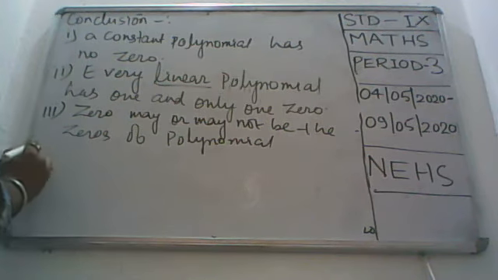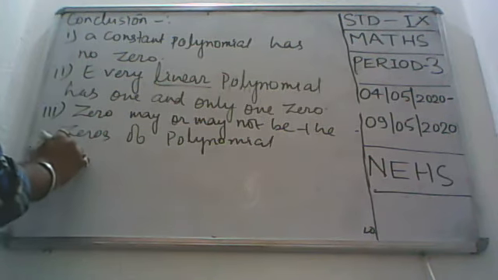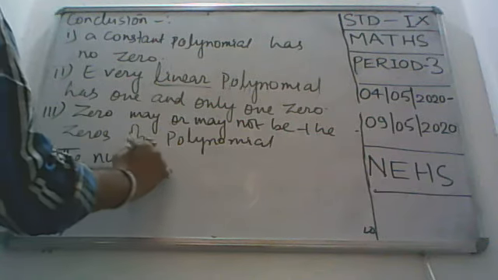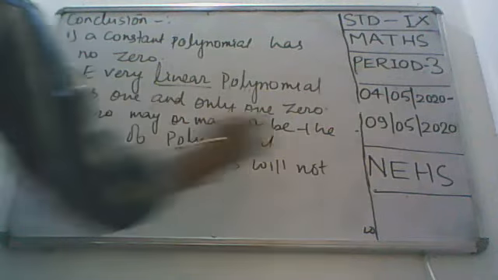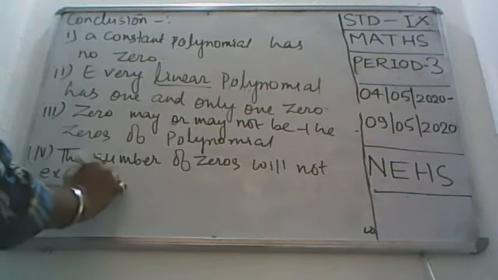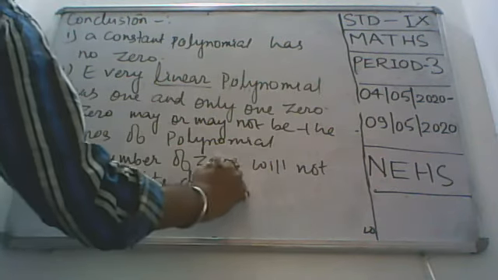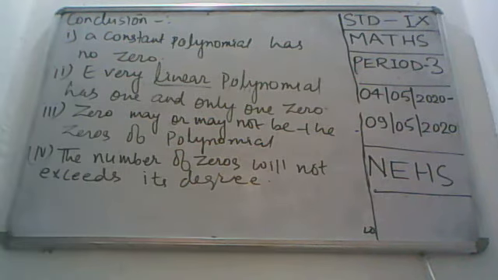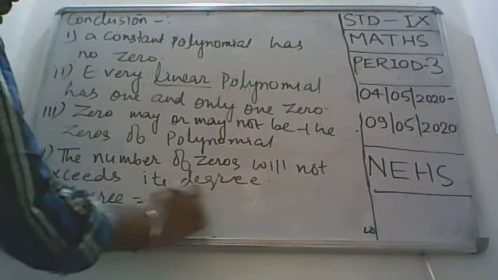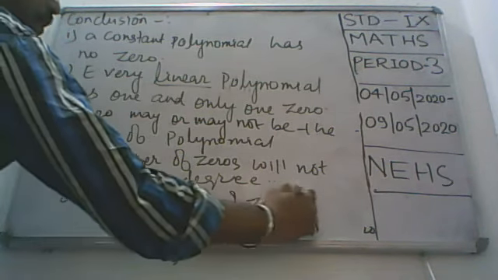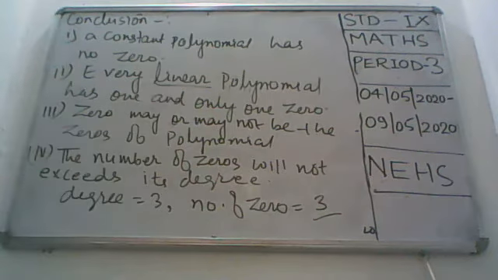Then fourth is that the number of zeros will not exceed its degree. Whatever is the degree of that polynomial, suppose the degree is equal to 3, then the number of zeros will be 3, not more than 3. It may be 3, it may be 2, it may be 1. Why 1 will come? See that also. So these are the 4.